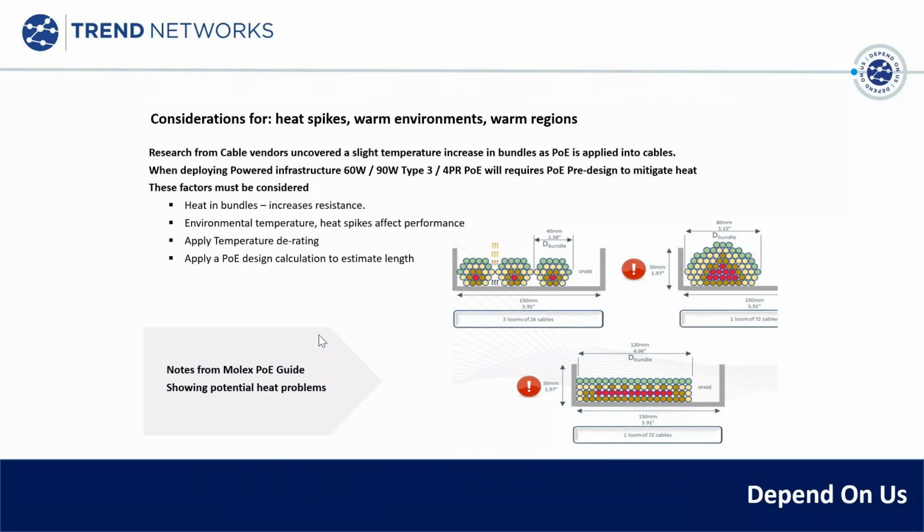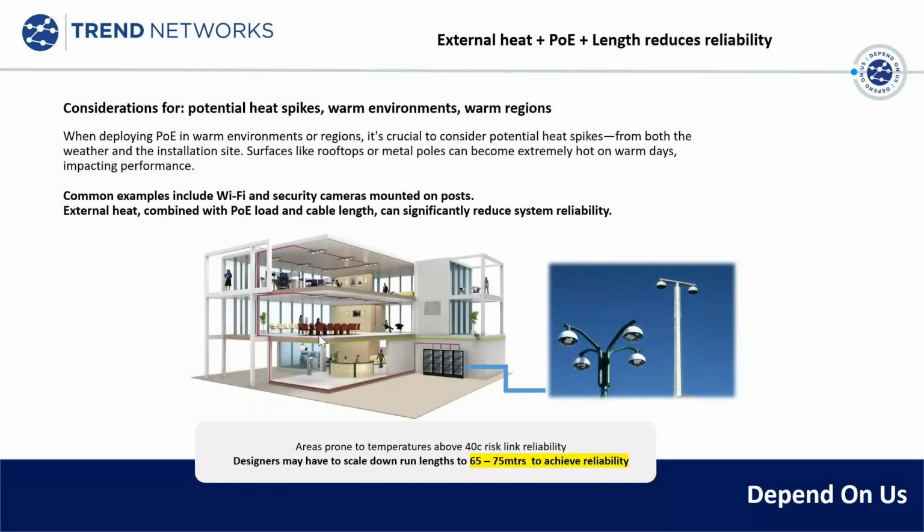The other thing is consider our pathways. So the previous screen, we had bundles, we had pathways. Vendors had detected that there's a bit of heat in those cables. Now let's think about this in real terms. Cables are running in roofs, in some parts plenum ways. However, it's when you go into posts or external poles to mount Wi-Fi systems, cameras, these posts, poles, or connecting pathways can heat up. And this is where we really, really get tripped up. So please think about that. So external heat plus PoE plus length reduces reliability.